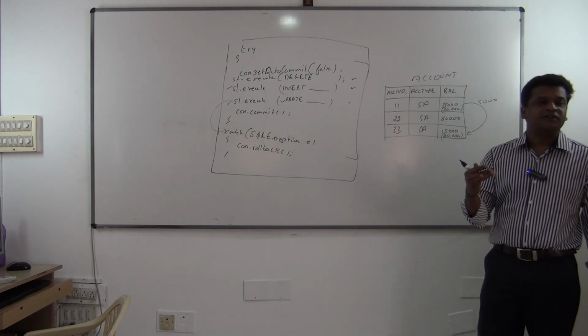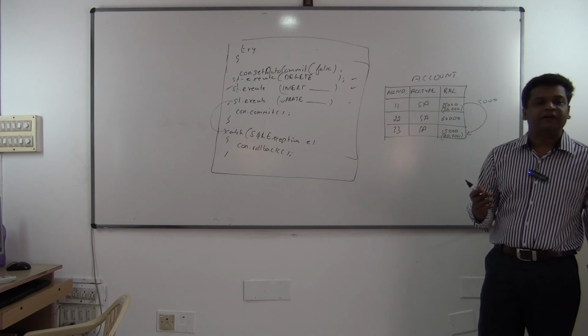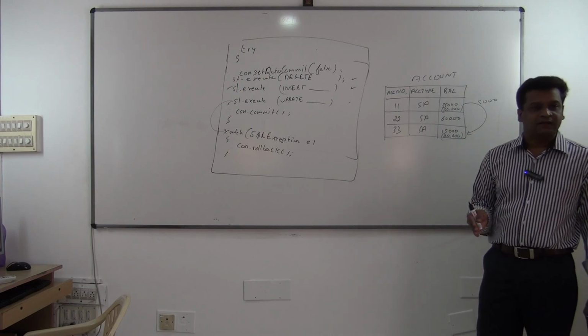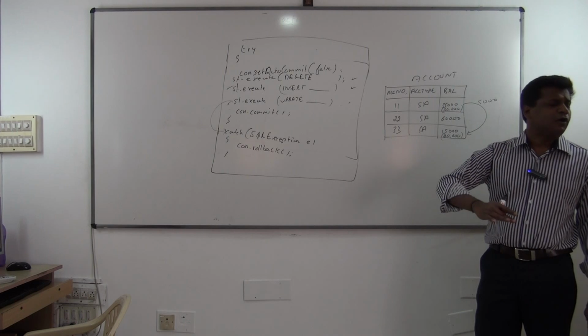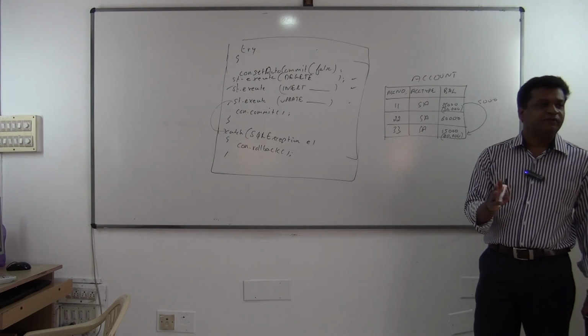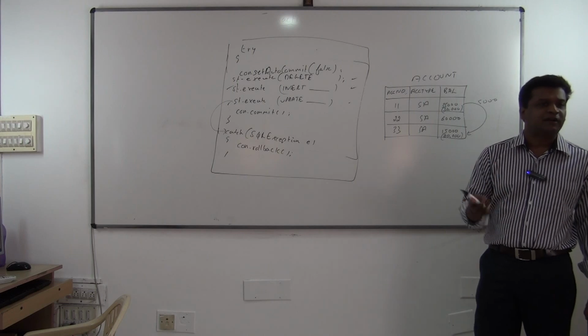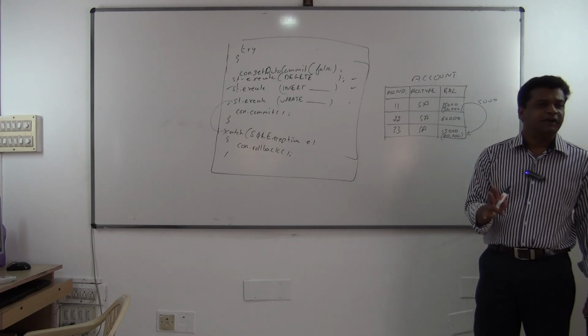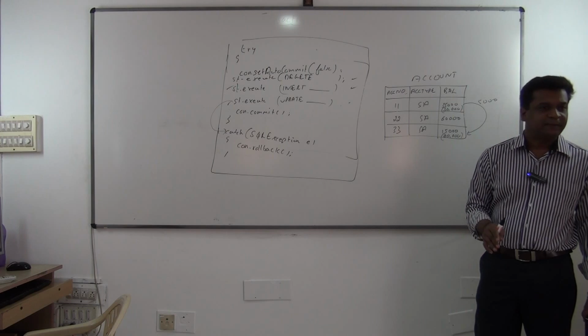Understood? So only if all the queries execute will it commit, otherwise it will roll back. A transaction always ends with one of two things, either with commit or with rollback.